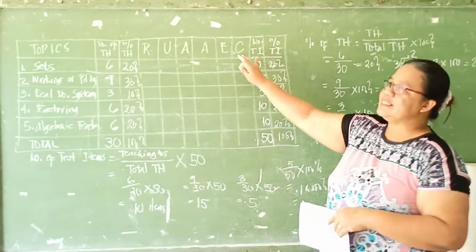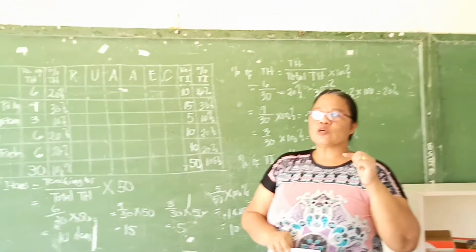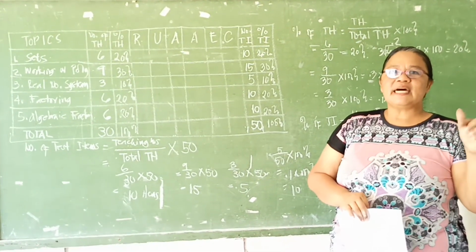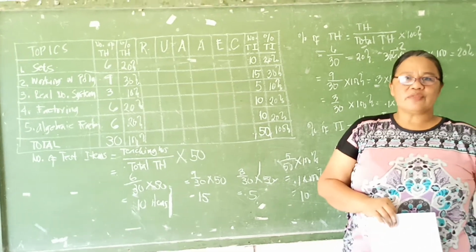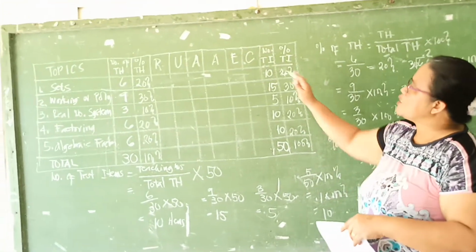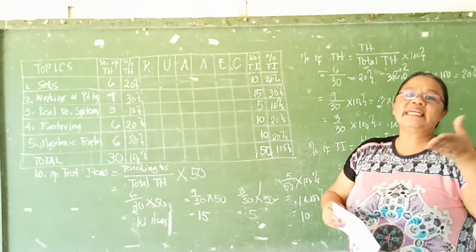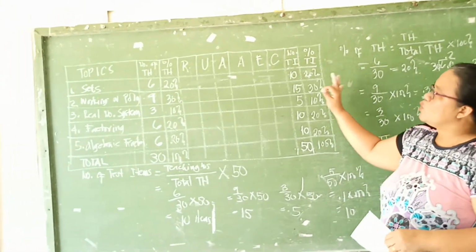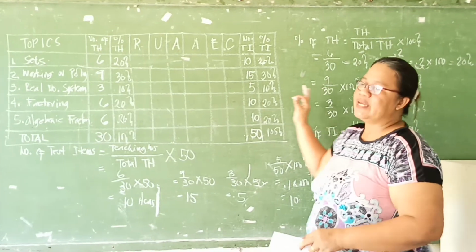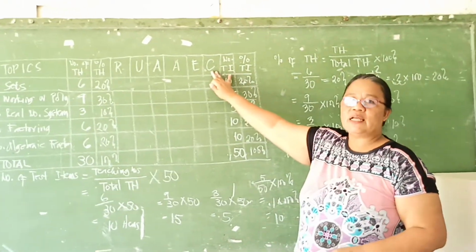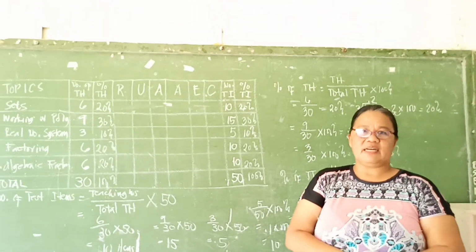And when we say creating, you try to create the 2 given factors so that the product will be equal to this. So that is what you call creating. You are designing, you are inventing. And what we are doing now, preparing a table of specification, is an example of a creating level.